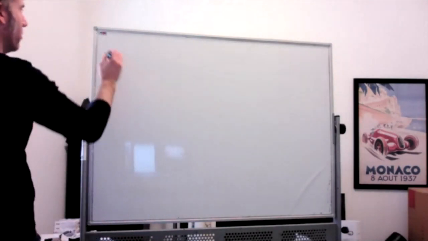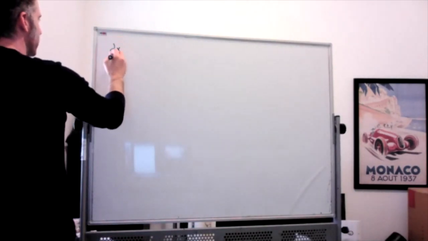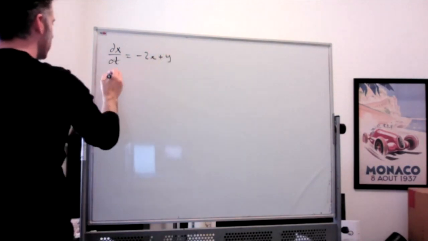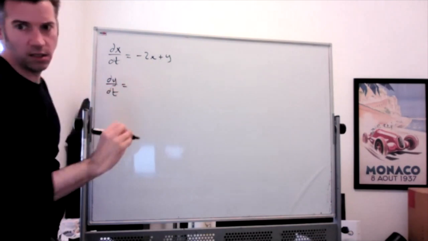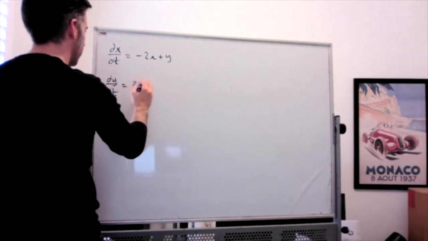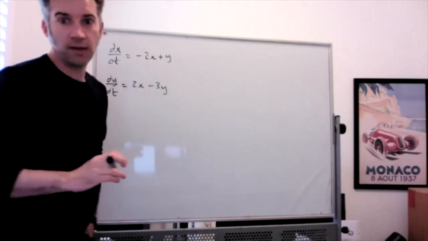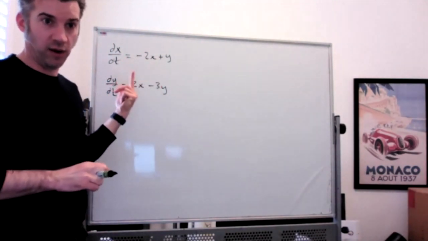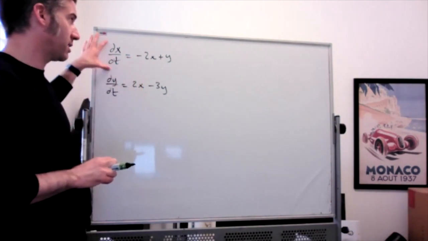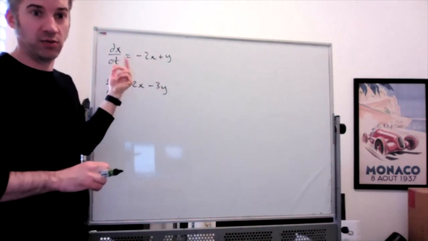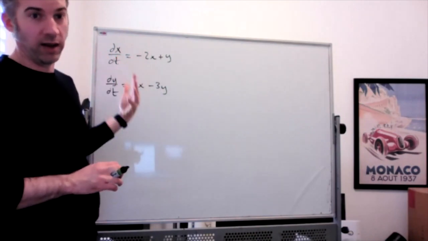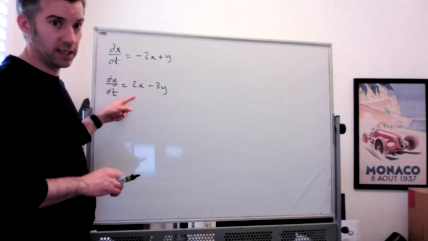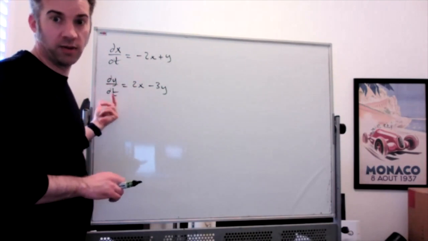So here's our general equation. dx/dt is negative 2x plus y, and dy/dt is 2x minus 3y. If you think about this, here y is having a positive effect on x: the change in x, if y is positive, will be more positive, or bigger. Here, x is having a positive effect on y: the bigger x is, the bigger the change in y is going to be.